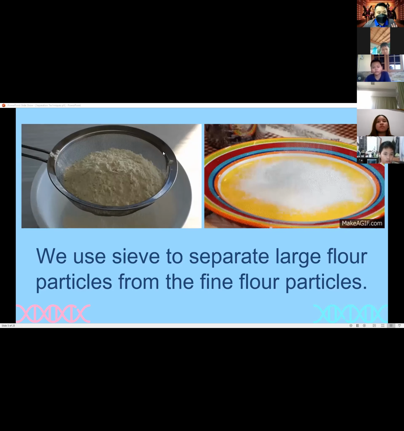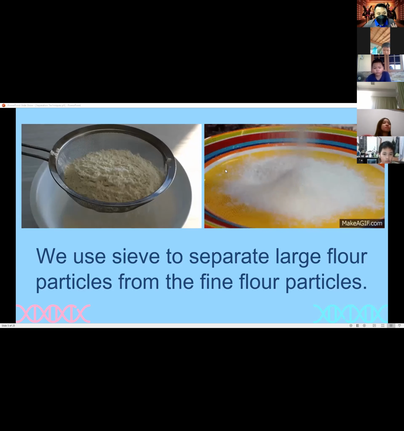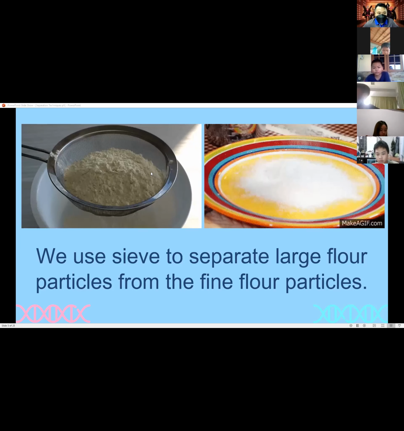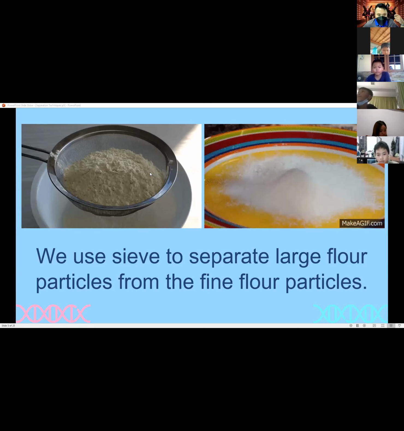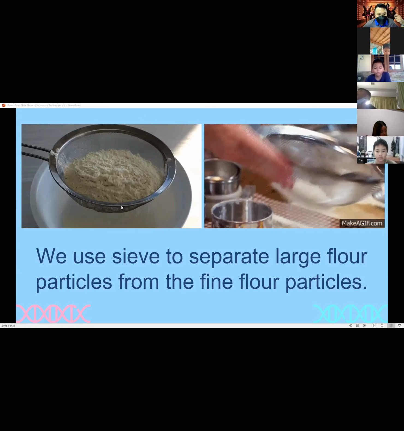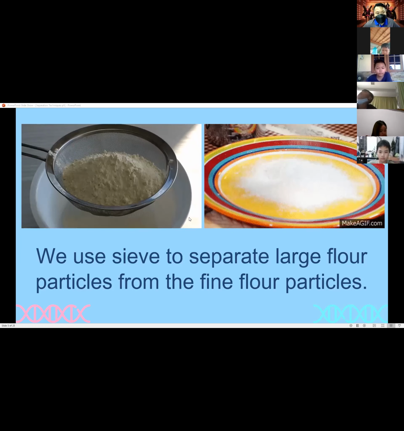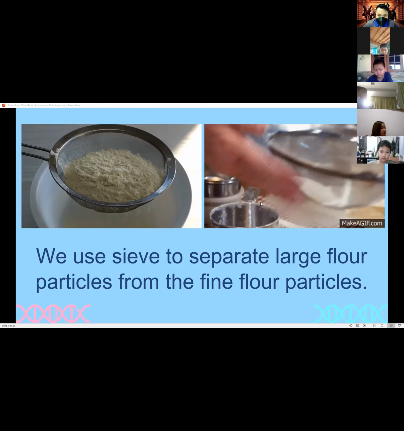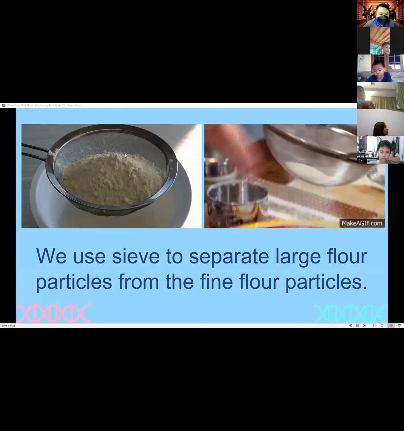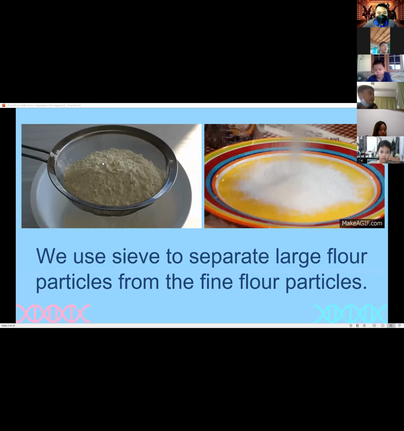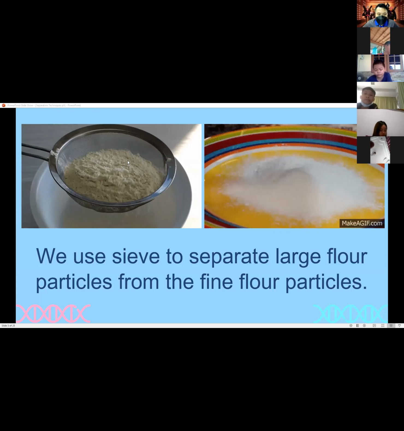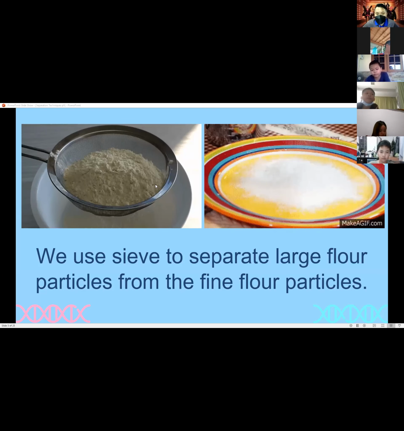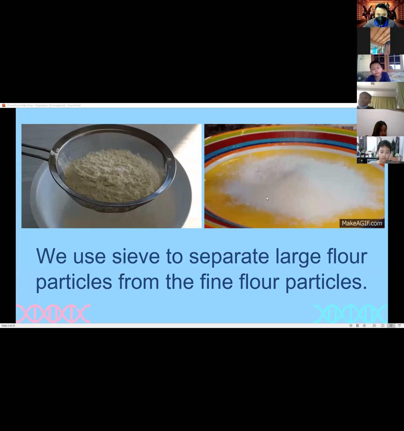So here, this one is the sieve. We put the flour on top of the sieve, and then after that, we have to shake a little bit only, okay? And then after that, the fine particles or the tiny particles will go down like this. And the solid particles or the large particles of flour will stay on top of the sieve. Understand?